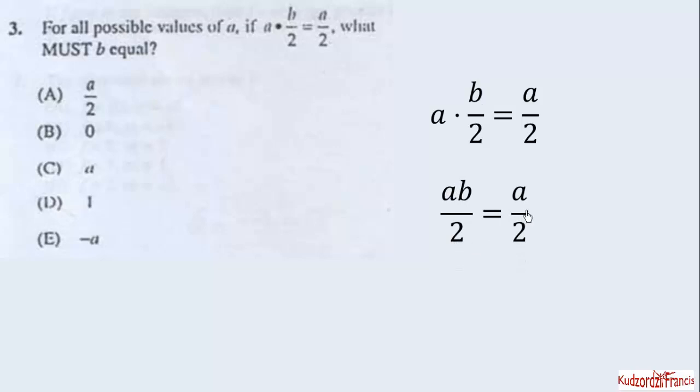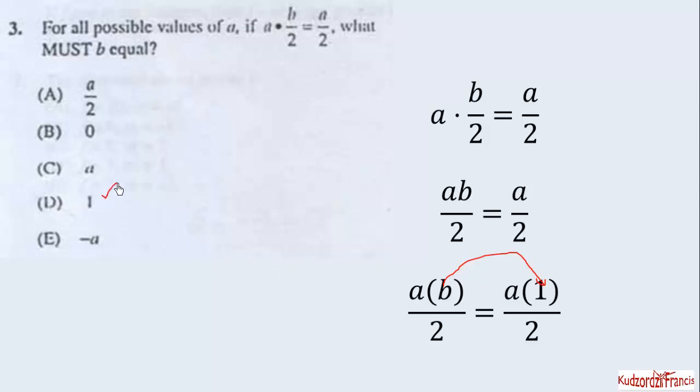So let's look at the third one. For all possible values of a, if a times b over 2 is equal to a over 2, what must b be equal to? So we have this expression. We can simplify by multiplying a by b to get ab over 2 is equal to a over 2. Now comparing both sides, we can see that b is equal to 1. So the correct answer is D.